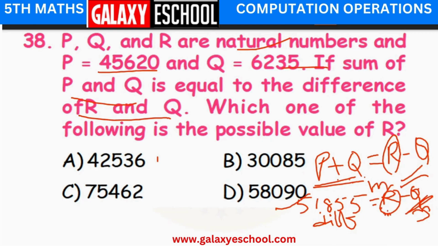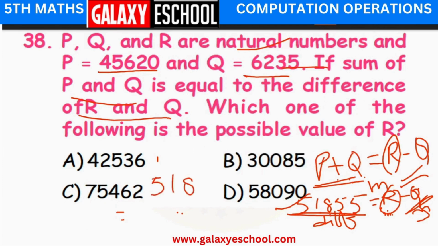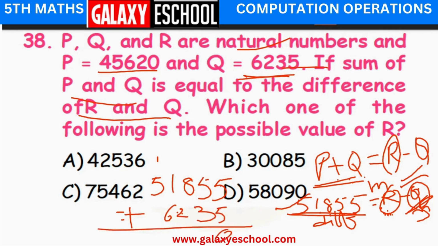Okay children, now how to find out the minuend? Minuend is equal to subtrahend plus difference. Let us add. Difference is 51,855, we write it here, plus the subtrahend, that is Q, which is 6,235. Clear children? Now 5 plus 5, 10, 0 here, 1 carried, 6, 9, 10, again 1 carried, 8 and 5. What is our final answer? 58,090, that is option D.